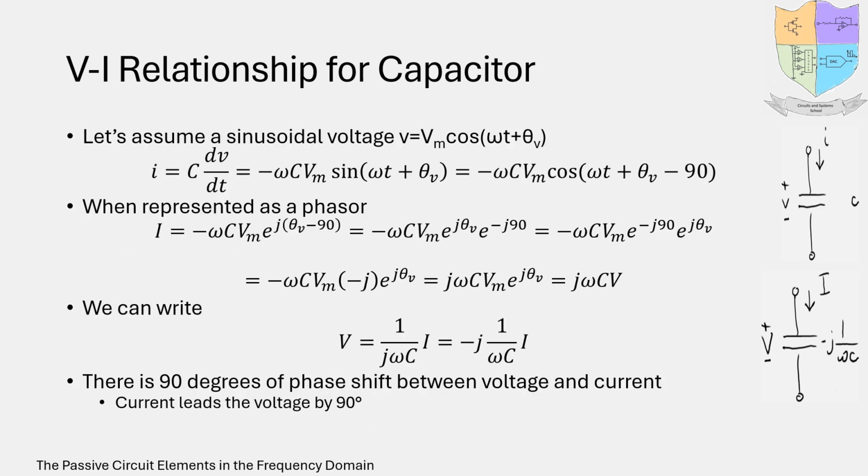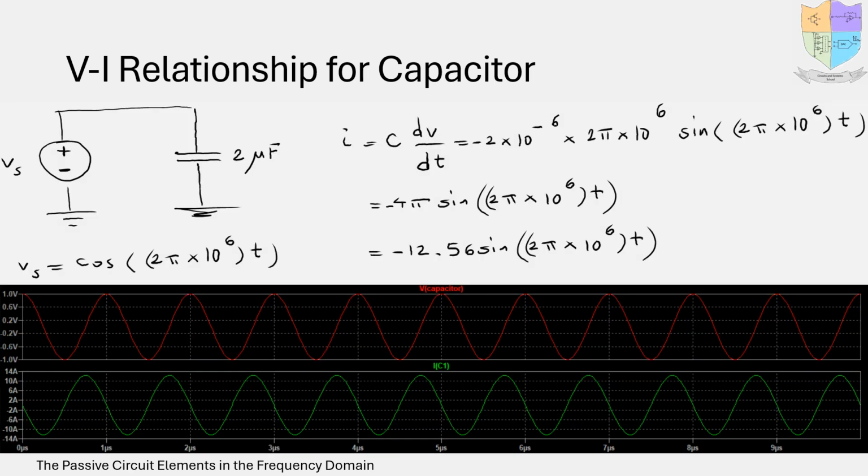As we can see, the voltage and current are out of phase by 90 degrees. In fact, the current leads voltage by 90 degrees. Alternatively, we can say that the voltage lags the current by 90 degrees. You can see a numerical example along with waveforms obtained through simulation. The red plot represents voltage, whereas the green plot represents current.